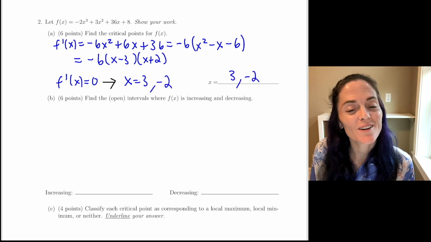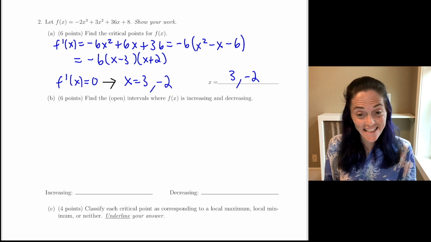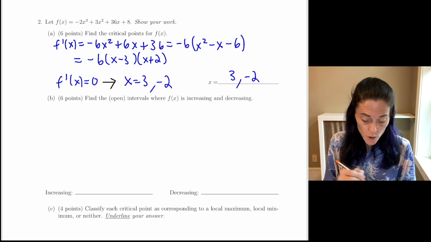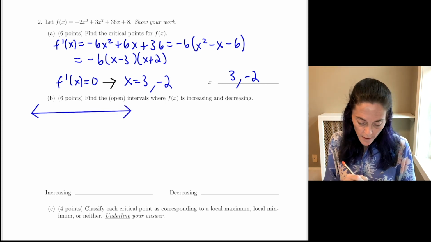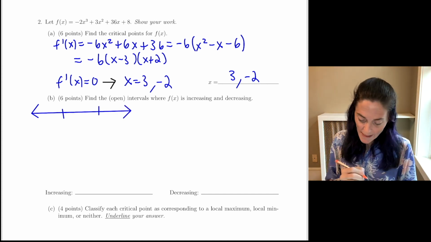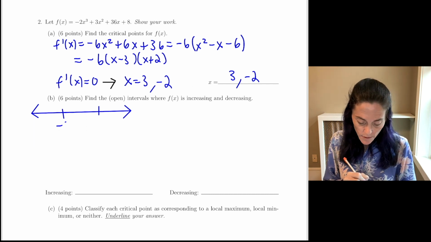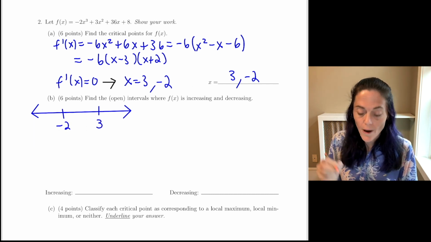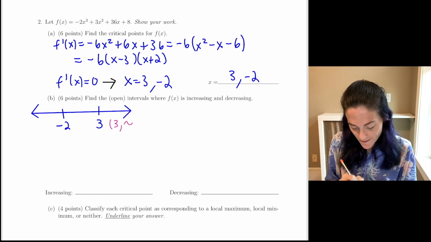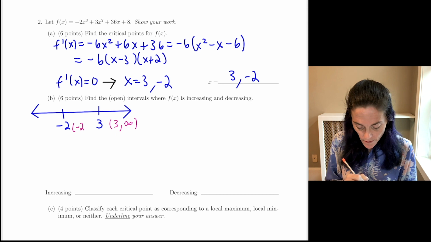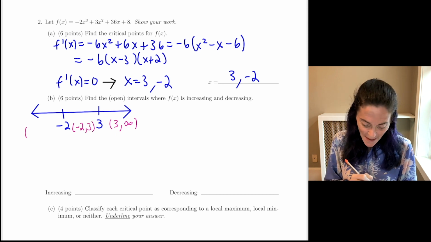Now we want open intervals where the function is increasing and decreasing. The next step here is we divide the domain, which is minus infinity to infinity, into open intervals based on the critical points. So we have minus 2 and 3. And we can write our open intervals underneath. This one goes 3 to infinity. This one goes minus 2 to 3. And this one goes minus infinity to minus 2.